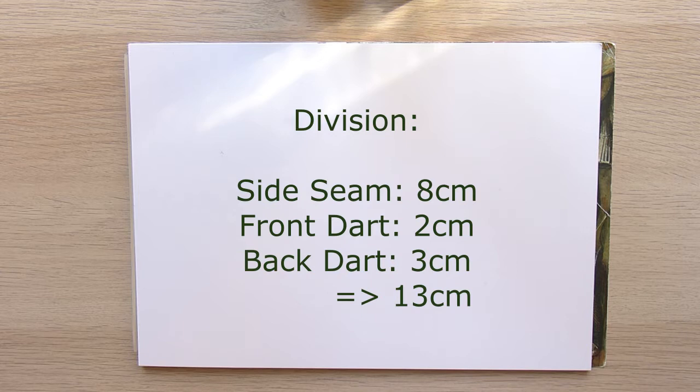And the rule says in general that the dart in the front has to be smaller than the dart in the back. So for the front it's 1.5 to 2.5 centimeters depth, and for the back it's 3 to 4 centimeters. And the rest is for the side seam. So that's the rule in general.